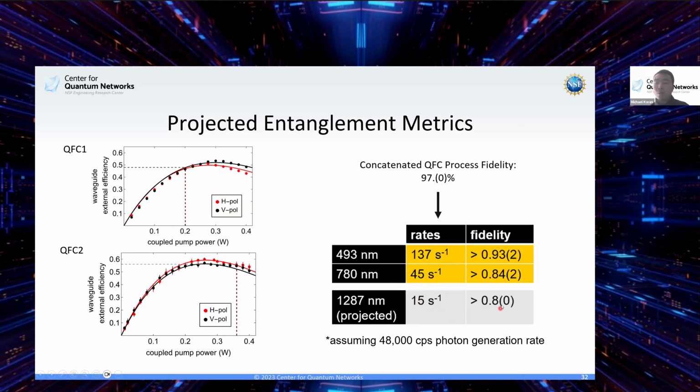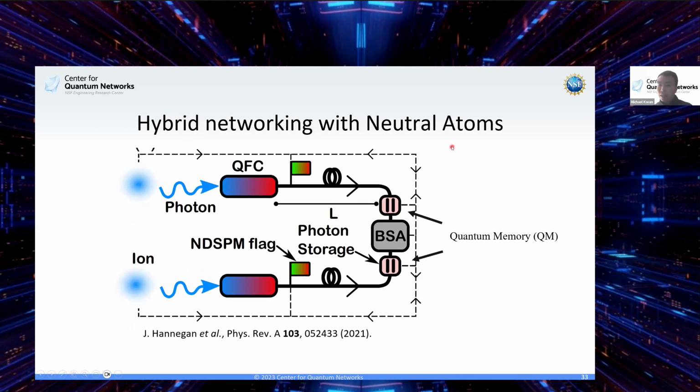Now, the fidelity we measured, I factored in the 97% process fidelity through the 2-stage conversion setup, and incorporated that into the hit in fidelity from 84% at 780, adding one more stage, to 80% at 1287. And so that is some of the data we work with.